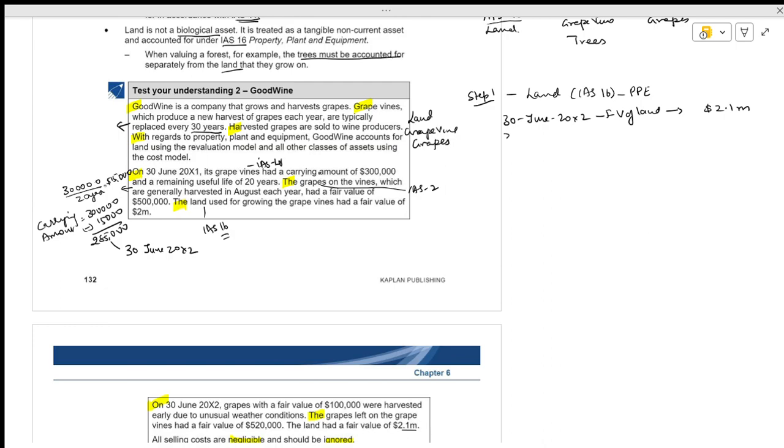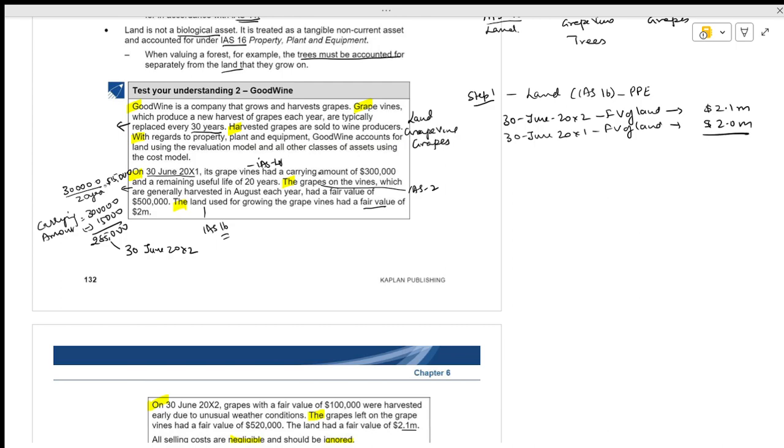What is the land value on 30th June 2001? Land value will get appreciated, it will not get depreciated. The land used for growing the grapevines has a fair value on 30th June 2001 of 2 million.